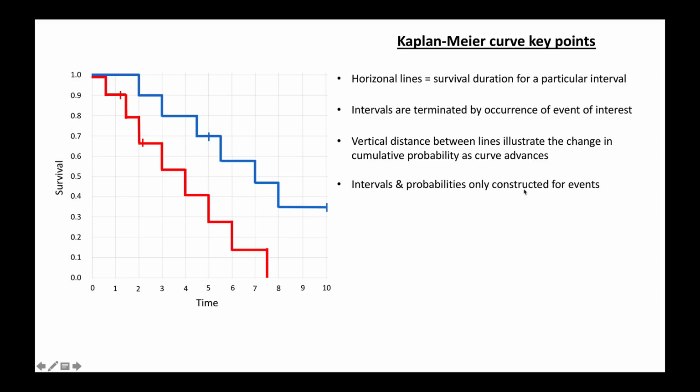Intervals and probabilities are only constructed for events. And remember, each of these intervals here represents the cumulative probability for survival at any particular point in time. And last but not least, censoring has an effect on survival rates. Remember that censoring is essentially saying that we don't know what happened to the patient data after this particular point in time. And what that's going to do is broaden or widen our estimates, making them less accurate because we don't have all the patient data.